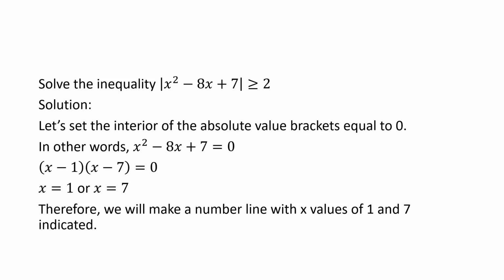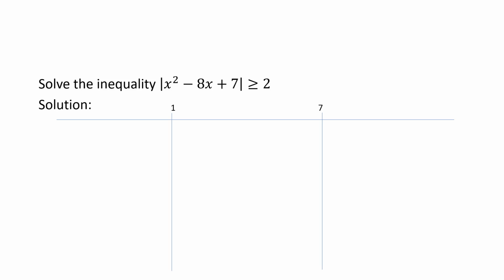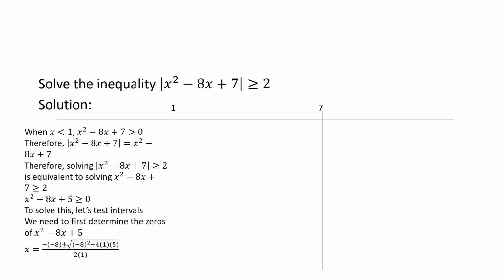Okay, well, we're going to set the interior of the absolute value brackets equal to 0. That's what we always do, which means x squared minus 8x plus 7 equals 0. We use our quadratic skills and we see x is 1 or x is 7. So we're going to make a number line with 1 and 7 indicated. There we go. Now, when x is less than 1, x squared minus 8x plus 7 is greater than 0.